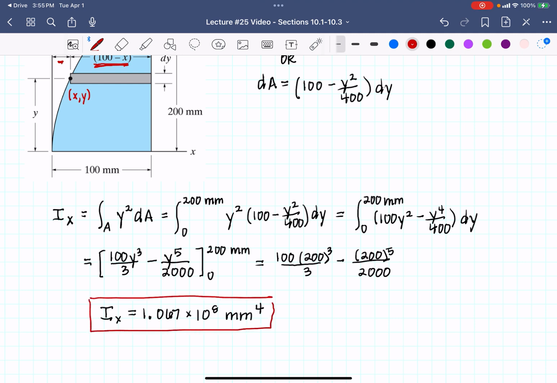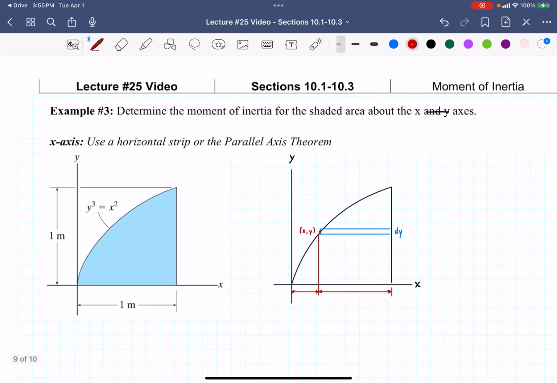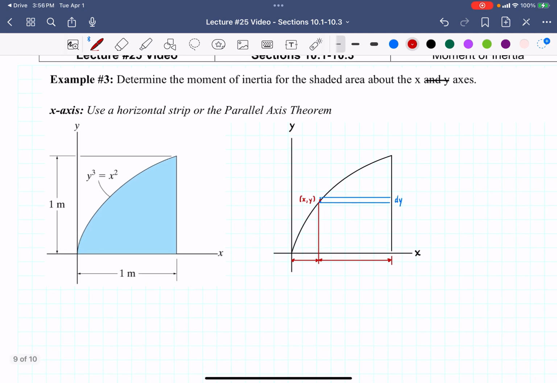It's much more challenging to do a vertical strip, but if you're curious and want to see how it works, you can look in my notes. I think I've got one more example that I'm going to do, so I'm going to skip over the vertical strip. And we are going to first do example number 3, determine the moment of inertia about the x-axis. While I'm doing it about the x-axis, I am going to use a horizontal strip because I want it to be parallel to the x-axis, which means that my differential element is dy.